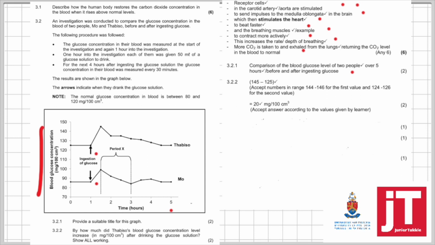3.2. By how much did Tabiso's blood glucose concentration level increase after drinking the glucose solution? Show all working. So it went from 145 about, right? So from 145 to 125, our answer would be by 20 milligrams. Don't forget the unit per 100 centimeters cubed.